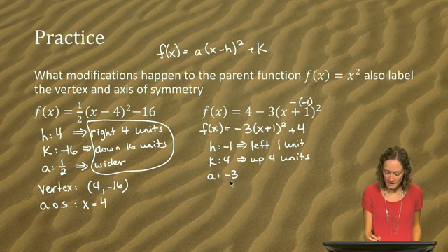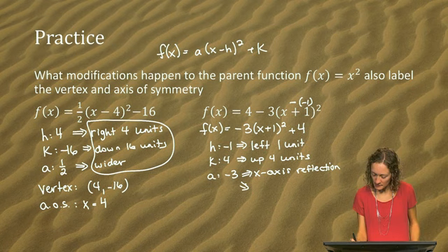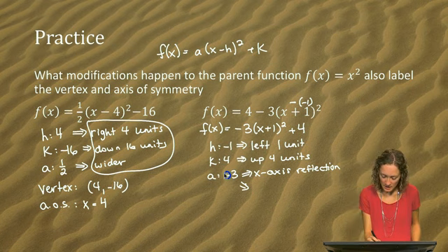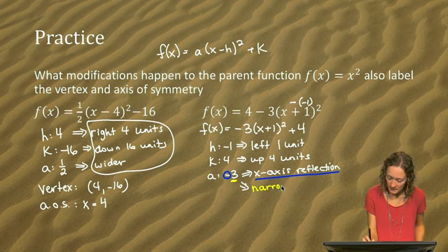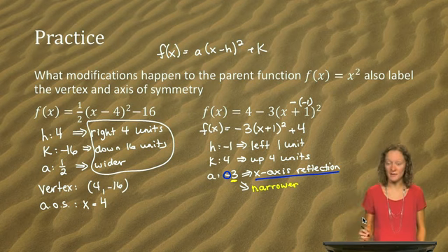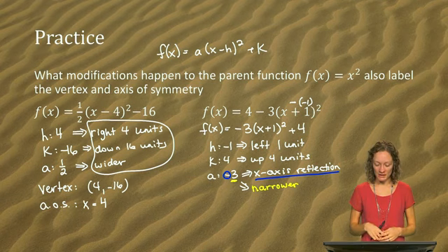And our a value being -3 causes 2 changes. Causes an x-axis reflection. That's what the negative causes. And then the 3 itself causes the graph to be narrower. It's a tricky piece because you have to look at it as 2 separate things. Even though it's one piece of the picture, it's A. It tells you 2 different kinds of modifications.